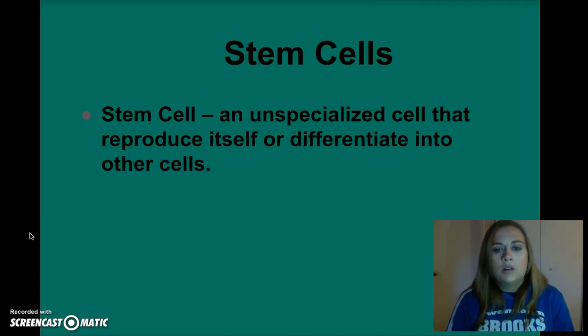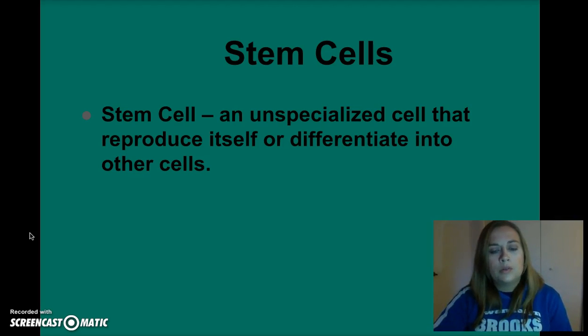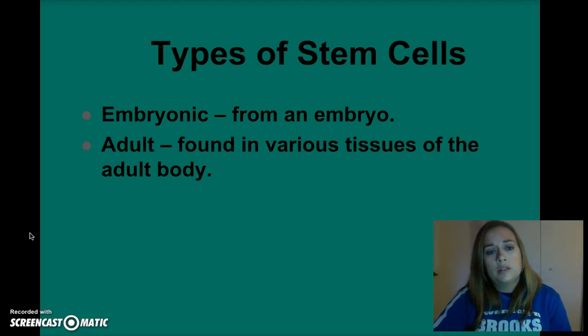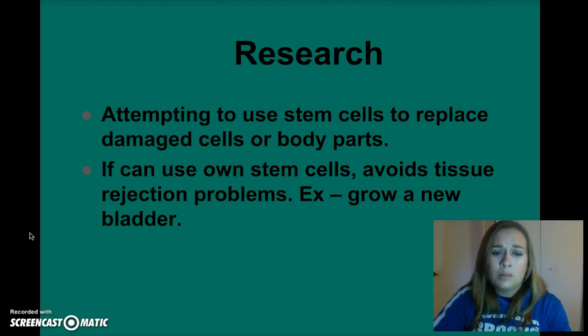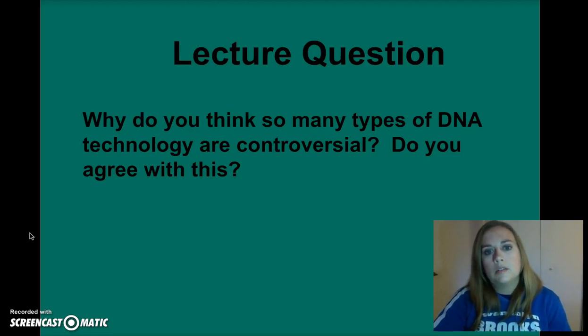So stem cells are unspecialized cells that can reproduce themselves or differentiate into other cells. There are embryonic and adult stem cells. Embryonic have been in the media a lot. They're used a lot for research, so can we use them to replace damaged cells or damaged body parts? You'll hear a lot about this in the media. I encourage you guys to look it up.